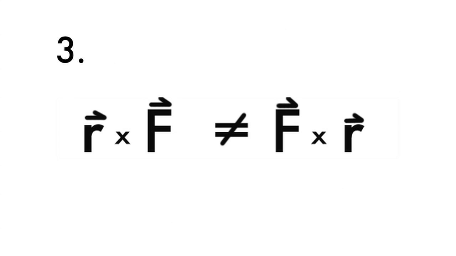The third way in which cross products are different from dot products is that cross products are not commutative. Multiplying in the opposite order will actually produce the same magnitude, but the direction of the new vector will be different as determined by the right-hand rule.